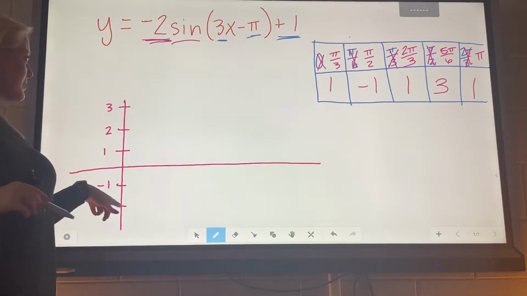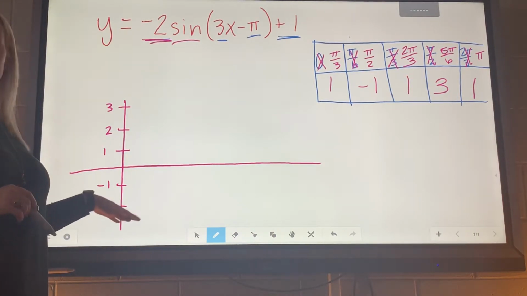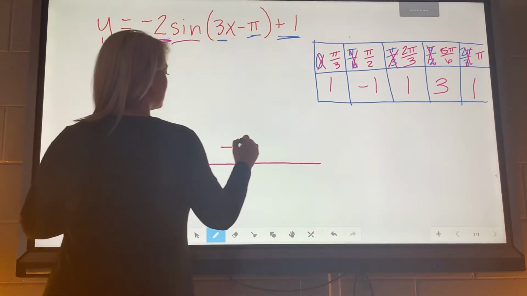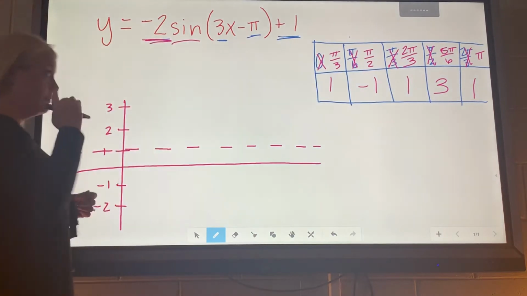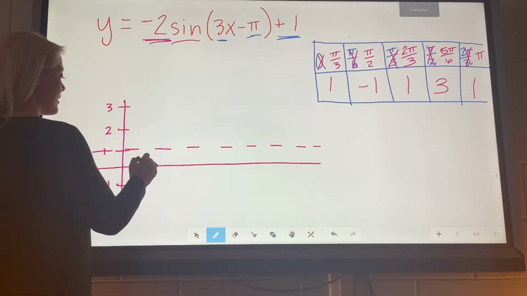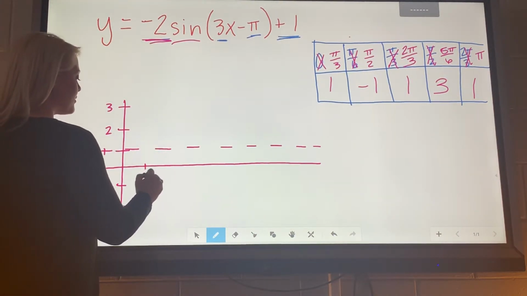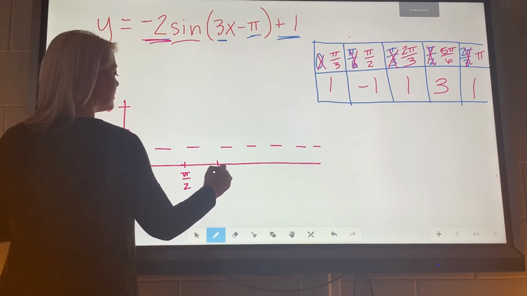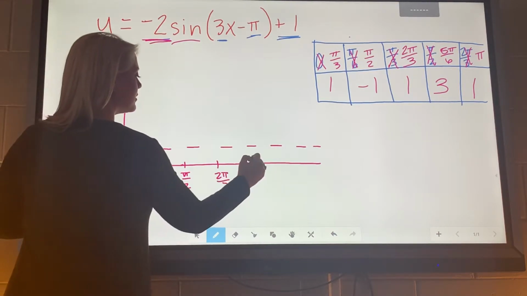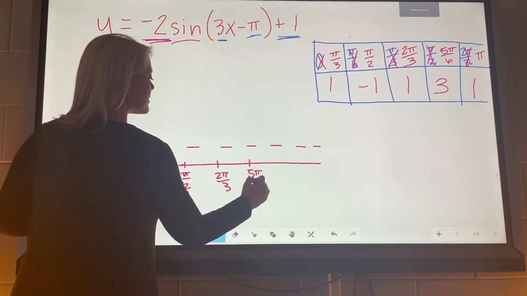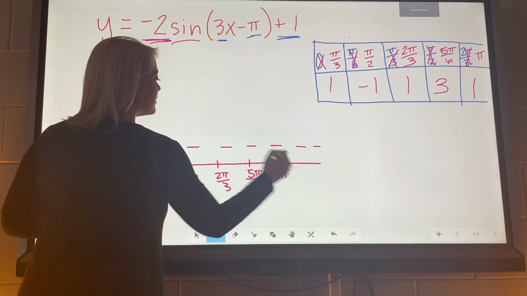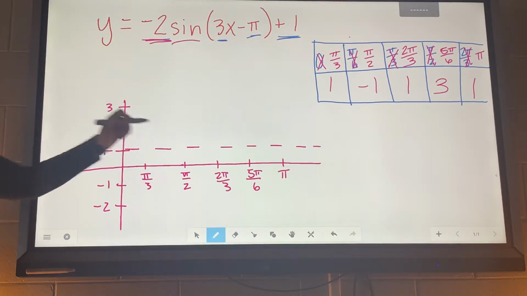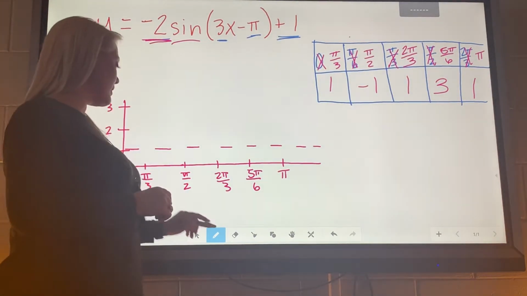All right, so y-axis, it's going up to 3, it's going down to -1. My midline is going to be at 1. And then my x-axis is going to be pi over 3, pi over 2, 2 pi over 3, 5 pi over 6, and then pi. All right, so once you get your y-axis and your x-axis labeled, then you are ready to go ahead and put it on your graph.